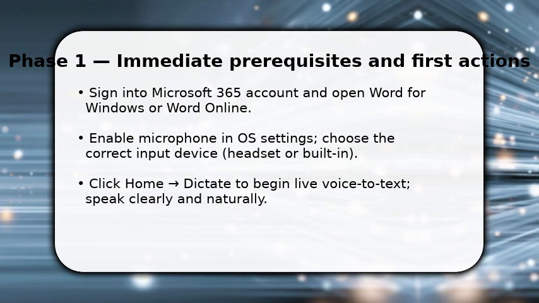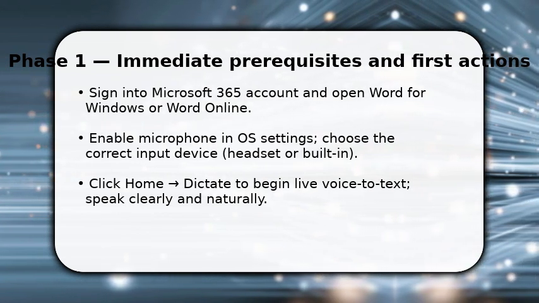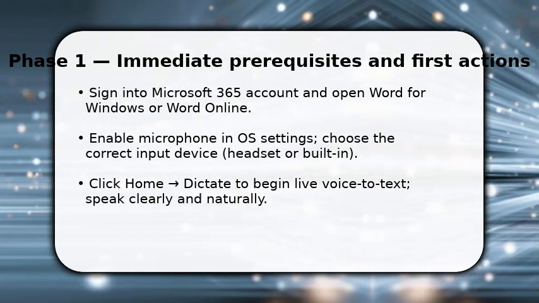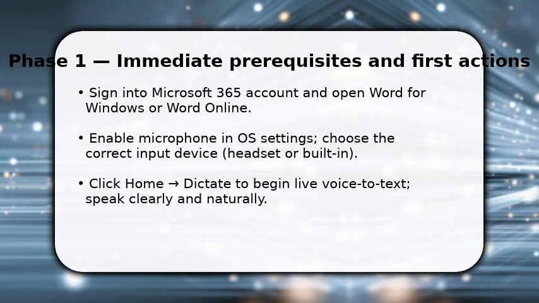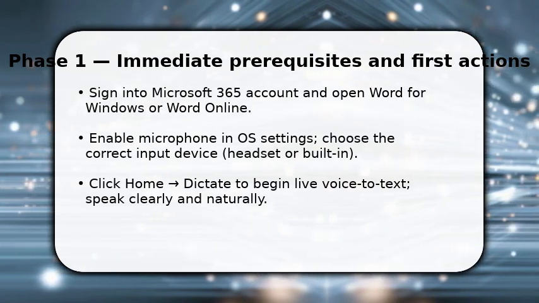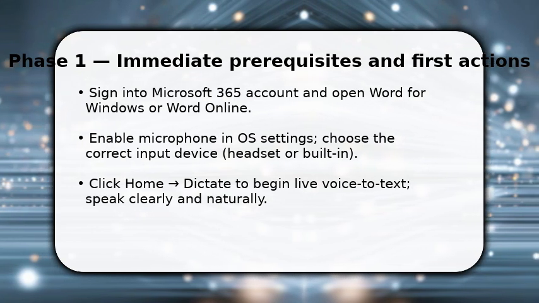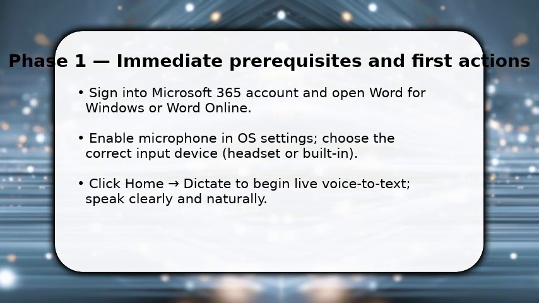Then, in Word, click Home, then Dictate to start live voice-to-text. Speak at a steady pace and include punctuation words like comma or period. This creates readable sentences. This is the only integrated method in Word to record your voice as text.